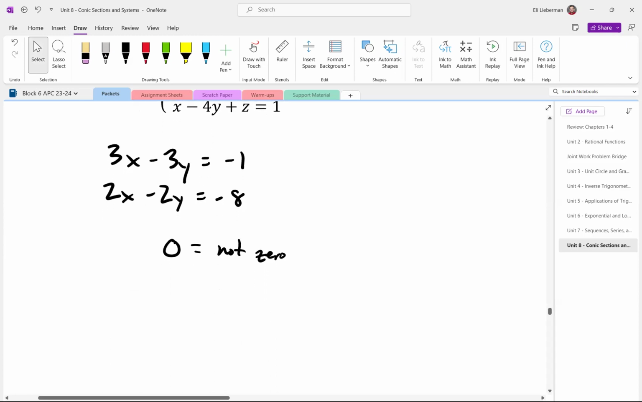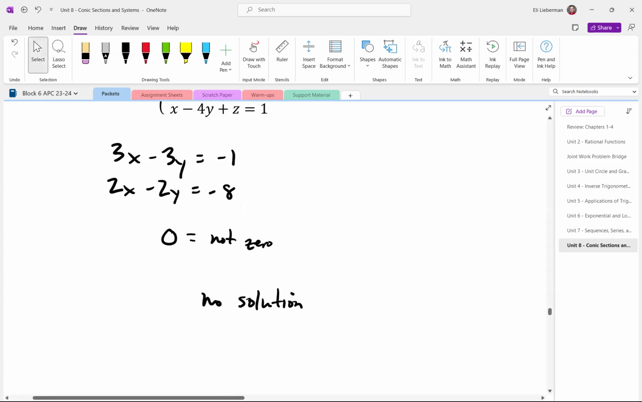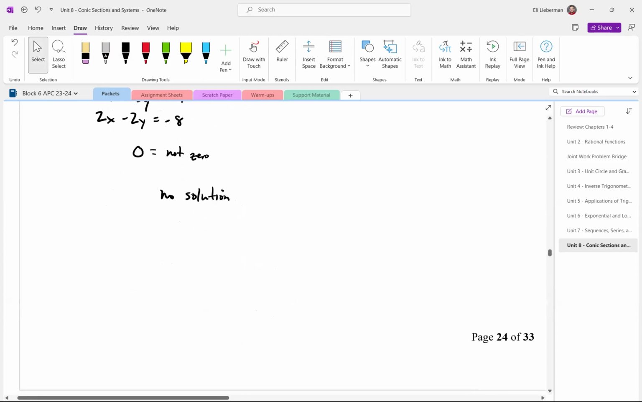0 equals not 0, which means that this system has no solution. Only one doesn't have to work to make the system have no solution. Right, once you have something that's ridiculous, 0 equals some non-zero number, then you know there's no solution. Or 5 equals some non-5 number. Easy. Yeah, let's keep going.